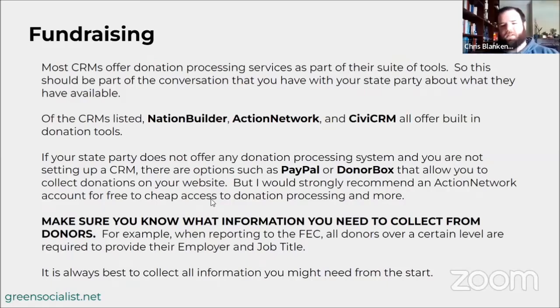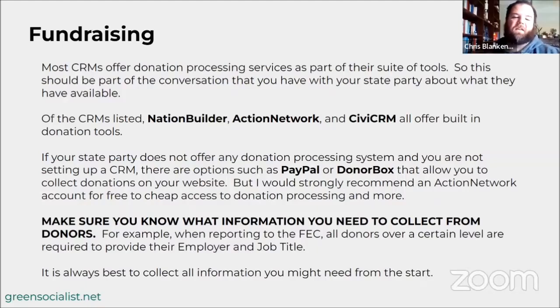Of the CRMs listed, Nation Builder, Action Network, and City CRM, they all offer built-in donation tools. If your state party does not offer this kind of stuff, and if you are not setting up a CRM for some reason, I even, at $10 a month for Action Network, I even caution against giving the option of not setting something up, right? At that low entry level, even a no money campaign can afford it. I can pull $10 out of my pocket every month. And most candidates probably could.